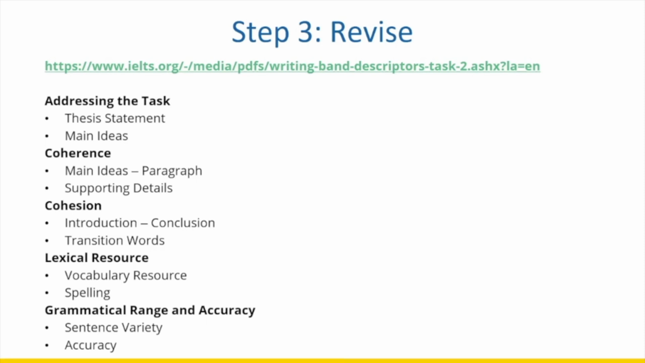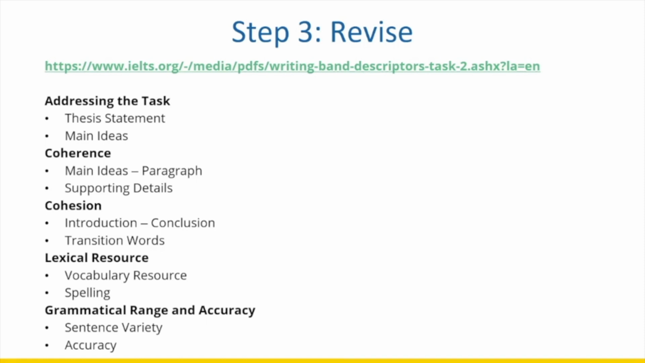Anyway, so here we have a brief summary of the things you need to keep in mind in order to receive a high score on the writing task 2. First of all, it's addressing the task. When you address a task, you mention your thesis statement and main ideas. As you remember, your thesis statement tells what type of essay you have, and main ideas mention specific reasons that you are going to discuss in your body paragraph.